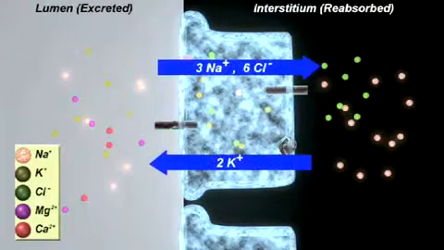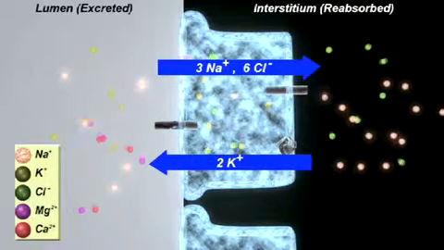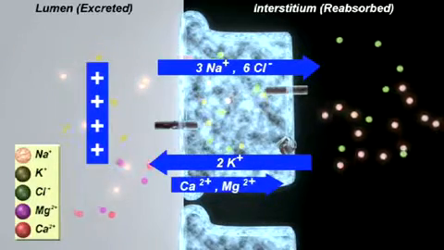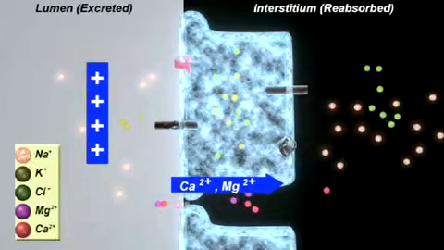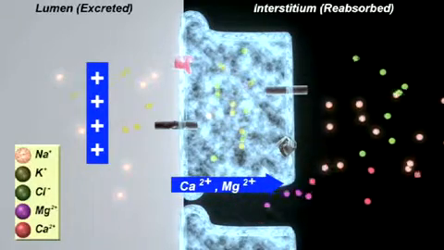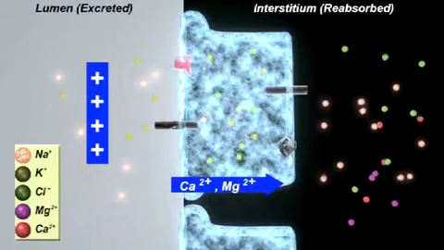The net result is the continuing transport of 3 sodium ions and 6 chloride ions from the luminal fluid into the interstitium. This sodium is reabsorbed into the circulation. Because of the secretion of potassium, a positive voltage is generated in the lumen, resulting in reabsorption of positively charged ions through the paracellular junction.